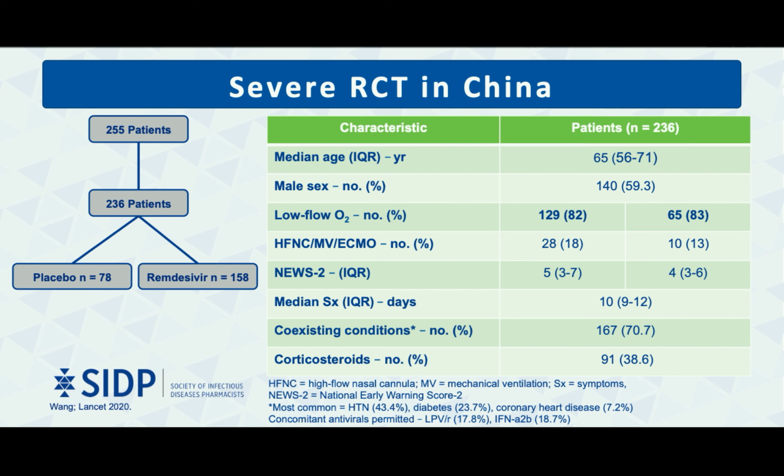So the median age for patients was 65 years, with an interquartile range of 56 to 71. Patients were predominantly male, making up around 60% of the sample, and the majority of oxygen requirements at baseline was comprised of low-flow nasal cannula, making up around 80% of the sample. The median NEWS2 score at baseline was 5 and 4, corresponding to a moderate and low risk severity of illness, respectively. Median duration of symptoms prior to enrollment was 10 days, with an interquartile range of 9 to 12 days, and the majority of patients had coexisting conditions at baseline, with the most common being hypertension, diabetes, and coronary heart disease.